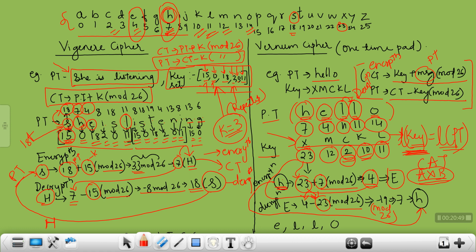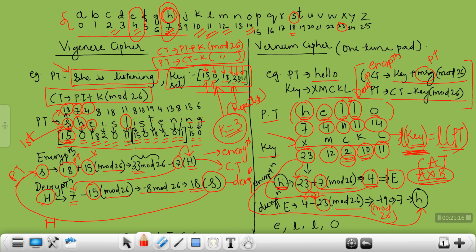But I would like to tell you that usually the vigenere cipher and Vernam cipher are not asked in your semester paper. Only in one paper have I seen the one-time pad, the Vernam cipher, asked. So you need to know the basic idea: how the vigenere cipher works and how the Vernam cipher works, because they are the basic ciphers in classical crypto systems. They are the basic ciphers in your substitution ciphers.